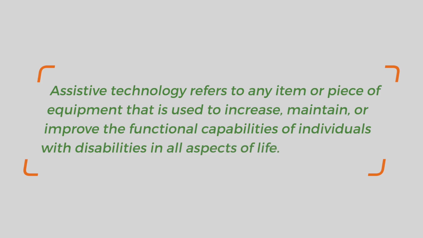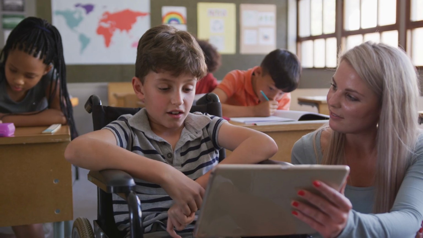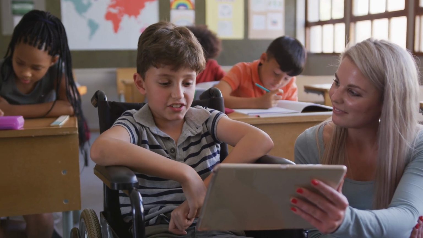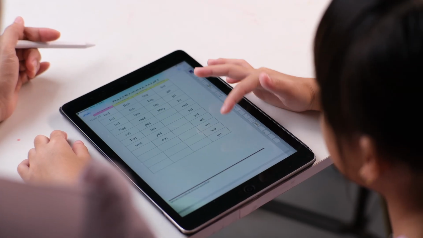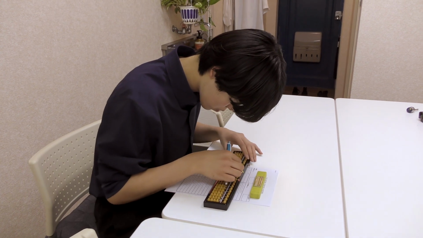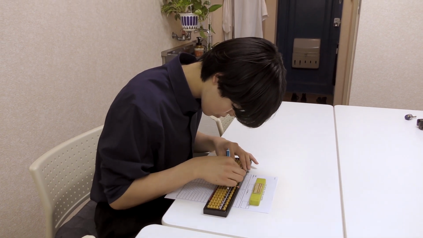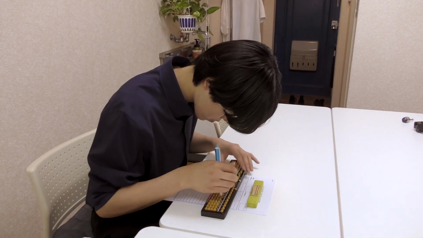Assistive technology refers to any item or piece of equipment that is used to increase, maintain, or improve the functional capabilities of individuals with disabilities in all aspects of life. Services offered to support AT usage can include evaluation, purchasing, repairing or customizing devices, and training. Assistive technology plays a vital role in helping individuals with low-incidence disabilities gain independence.